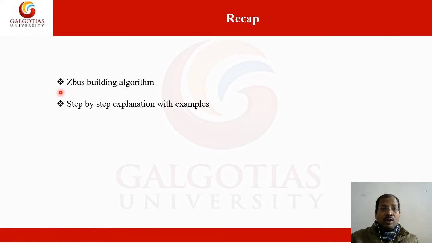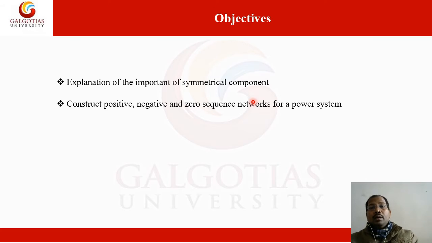In previous lectures, we already discussed the Z-bus algorithms, and we also explained them step by step with two examples. So the basic objective of the current lecture is the explanation of the importance of the symmetrical components, how we are going to use them, and why they are important in fault analysis. Then we will see how we construct the positive, negative, and zero sequence networks for power systems.